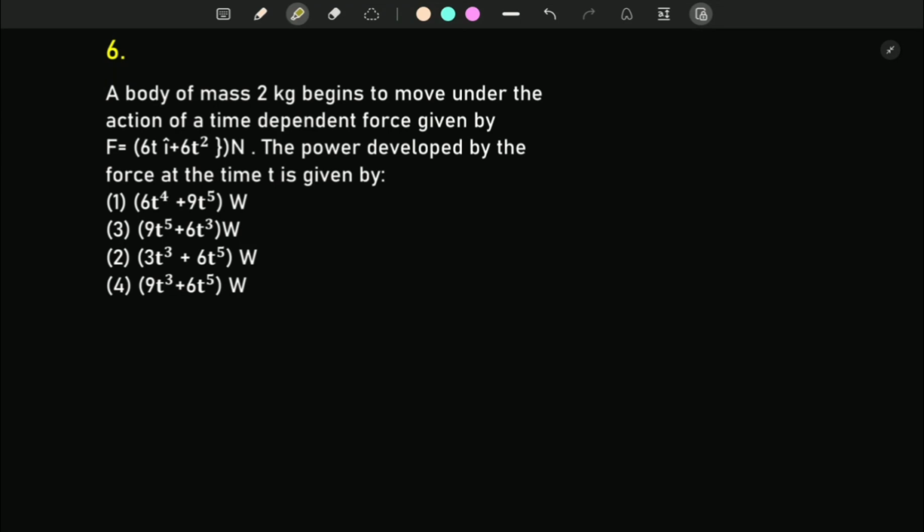Moving on to the next question, it says a body of mass 2 kg begins to move under the action of a time dependent force. The force is given as 6t i cap plus 6t square j cap. The power developed by the force at time t is given by, so we need to find the power developed. We are given the force vector, and we know force vector is mass into acceleration vector. This is given as 6t i cap plus 6t square j cap. I need to place the j cap in the question, it has been missed.